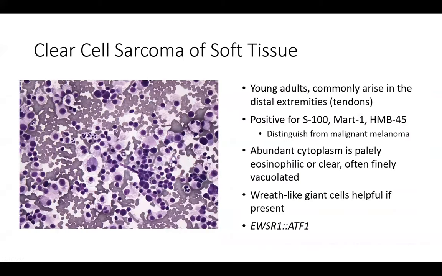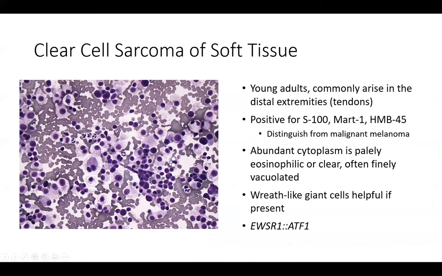Clear cell sarcoma of soft tissue is another tumor that can show this epithelioid pattern. These typically arise in young adults, commonly in the distal extremities within the tendons. These will show melanocytic differentiation and are positive for S100, SOX10, MART1, and HMB45. And it's important to distinguish from malignant melanoma in many cases.